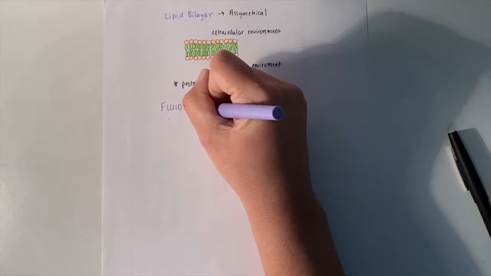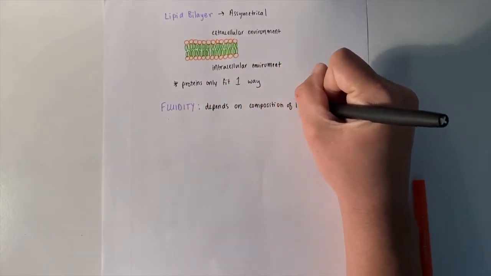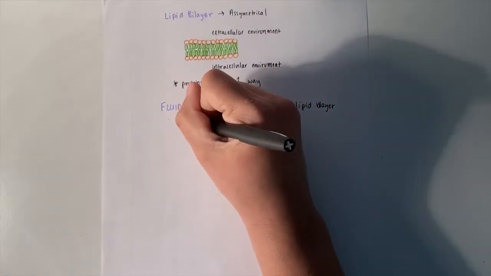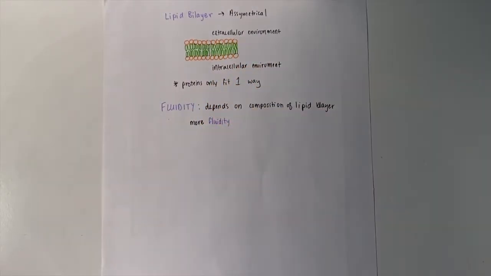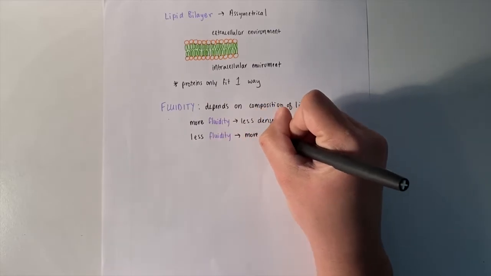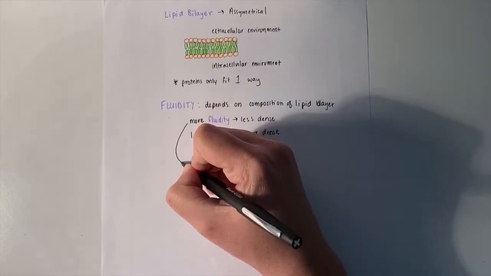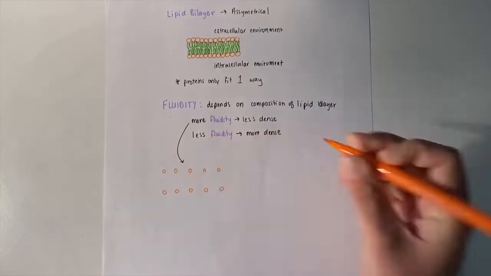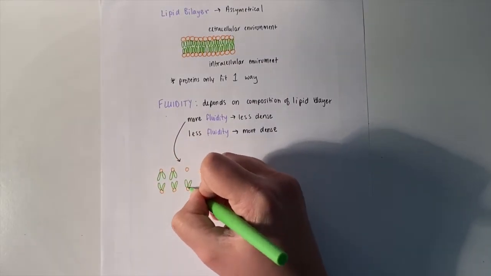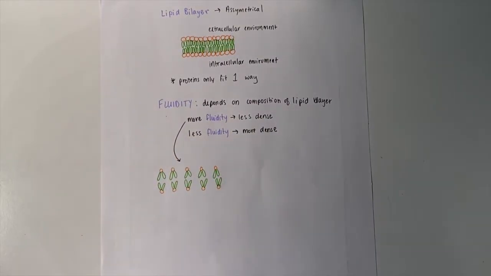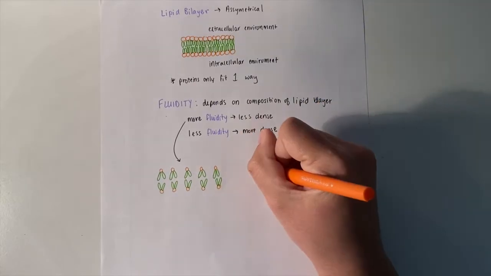The fluidity of the lipid bilayer depends on its composition. More fluid membranes are less dense and easier to float in. Less fluid membranes are denser and harder to get around in. A contributing factor to how fluid a membrane is, is how closely the membrane lipids pack together. The tighter the packing, the denser the membrane.